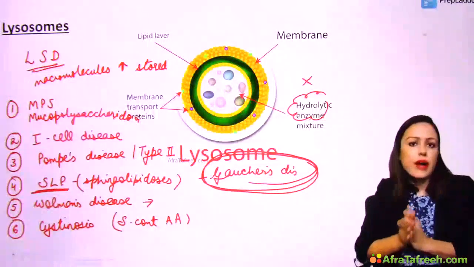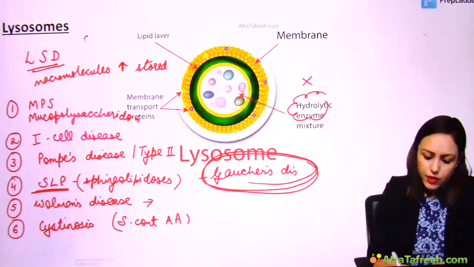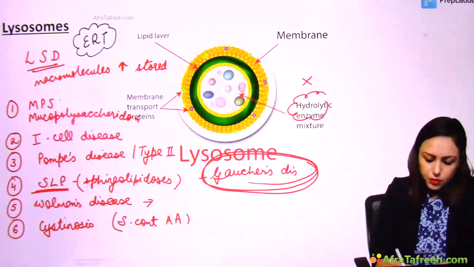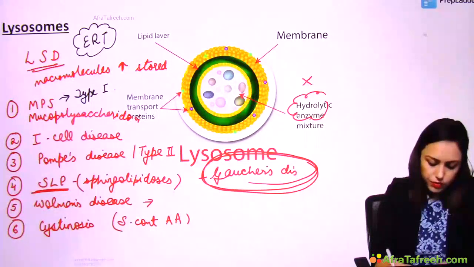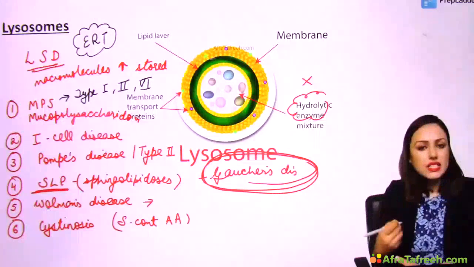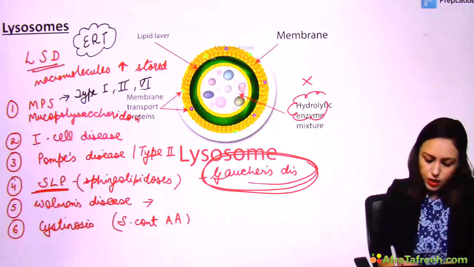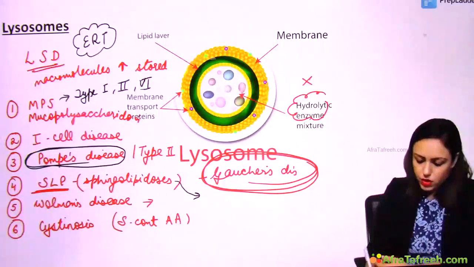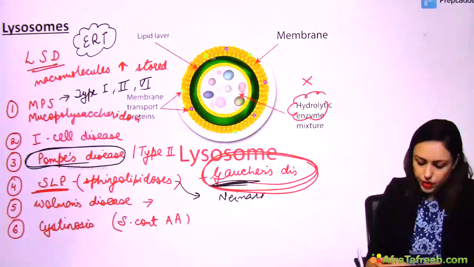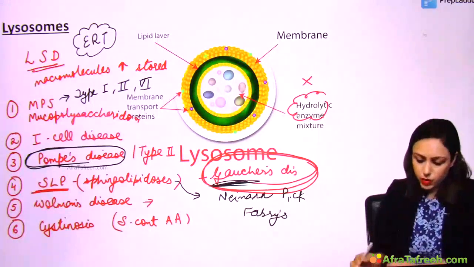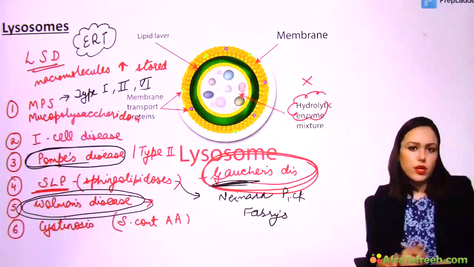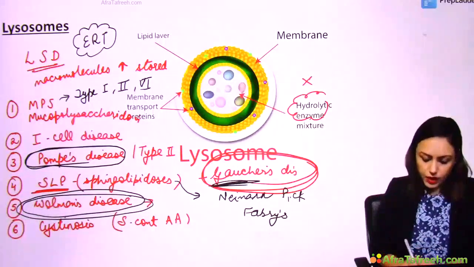Now let's also note down which lysosomal storage diseases have enzyme replacement therapy, ERT, available. These are mucopolysaccharidosis type 1, 2 and 6. These have enzyme replacement therapy available. Then Pompe's disease, ERT is available. Then in sphingolipidosis, Gaucher's disease, Niemann-Pick disease and Fabry's disease, enzyme replacement therapy is available. Also in Wolman's disease, ERT is available, right? You can just note down, a question can be asked. And with this, we are done with this organelle, lysosomes.